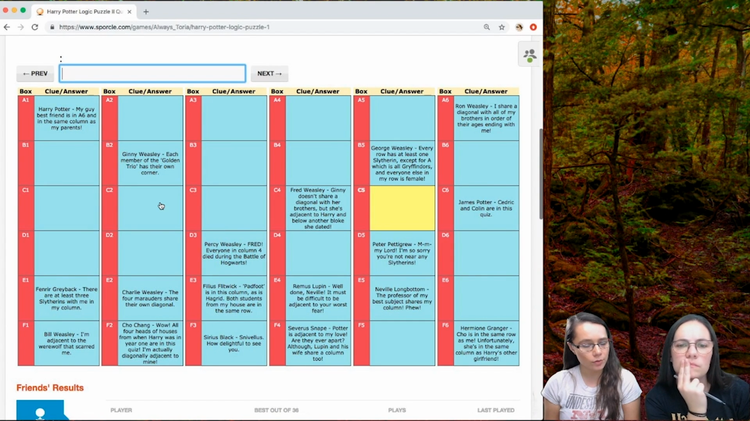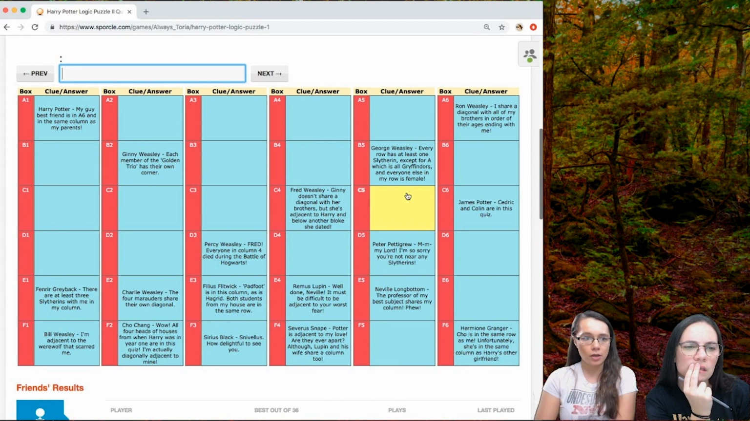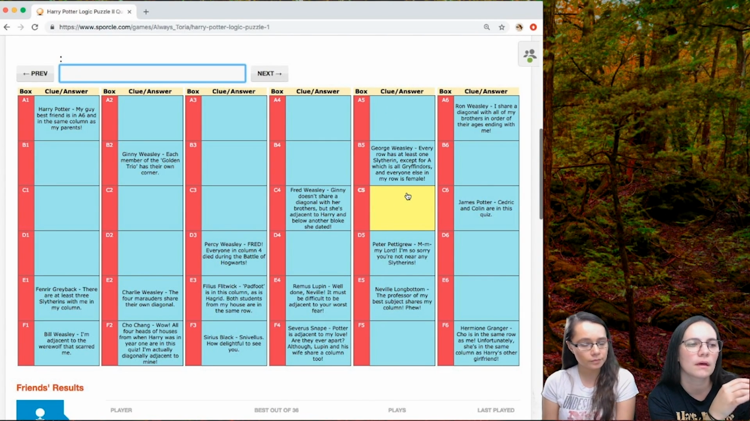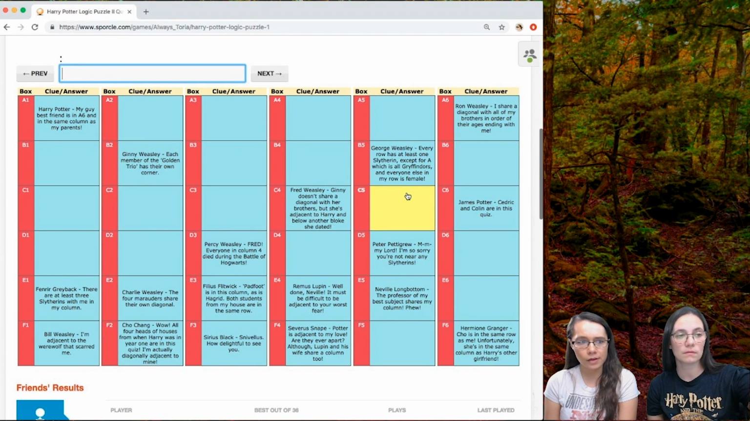All four heads of houses are in this quiz. So we already have Flitwick and Snape. We know that Sprout is one of these. We don't know where McGonagall would be, though. Row A is all Gryffindors, right? Thinking of George's. So it's possible she's there. She's definitely not in column 1 because that's all Slytherins.